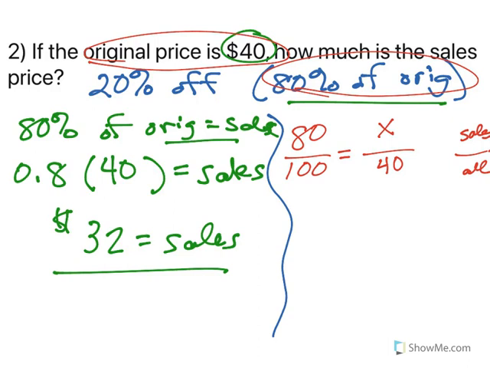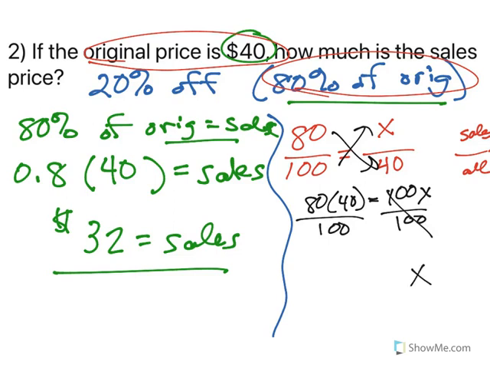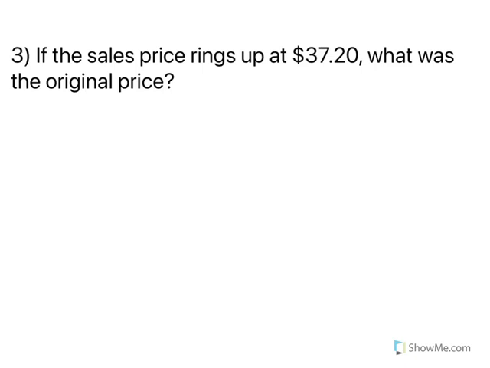I cross multiply, right? So 80 times 40 equals 100x. Divide both sides by 100, and I again end up with $32 for my sales price. So it doesn't matter which way you do it, you will get the same answer. Now let's go to number 3. If the sales price brings up $37.20, what was the original price?